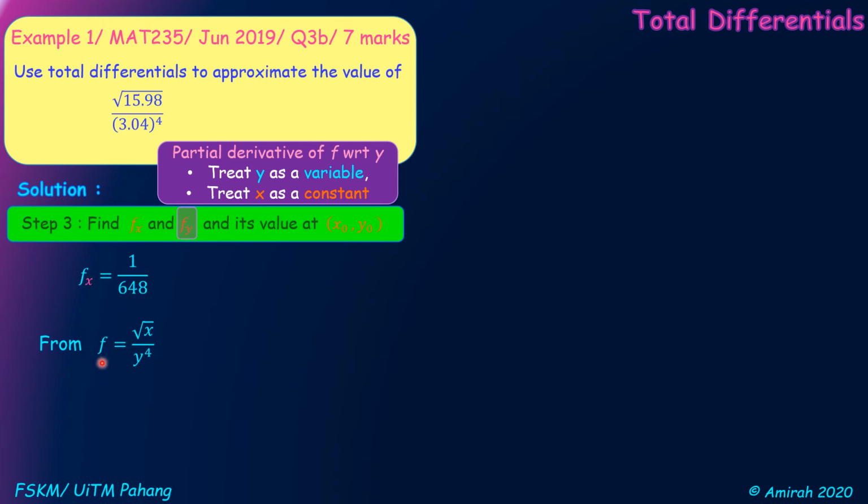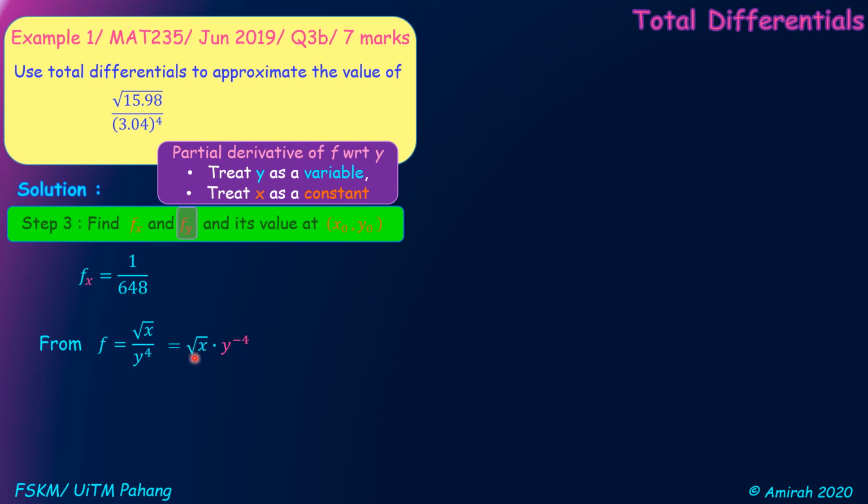In the previous slide, f equals 2 square root of x over y to the power of 4. Okay, we can write f equals 2 square root of x times y to the power of negative 4. From here, we want to find fy. We have a division function here, but we only have variable y in the denominator, so no need to use the quotient rule. We can move up variable y here, then we get multiplied by y to the power of negative 4.